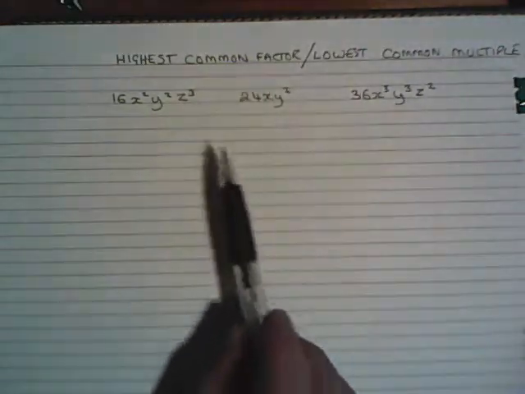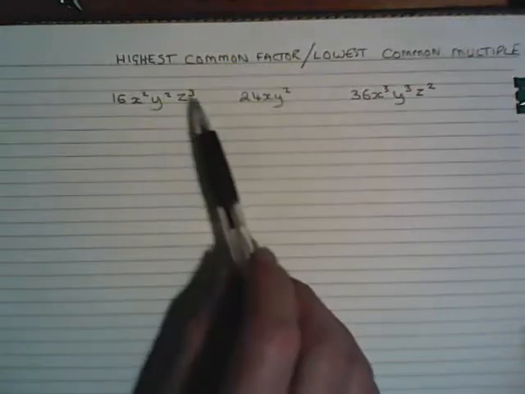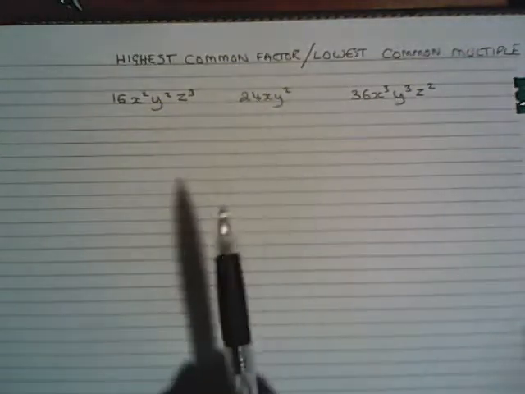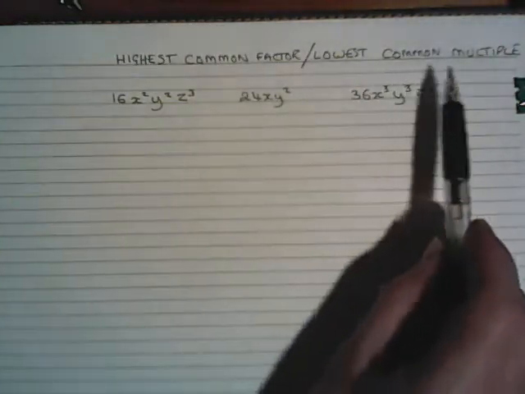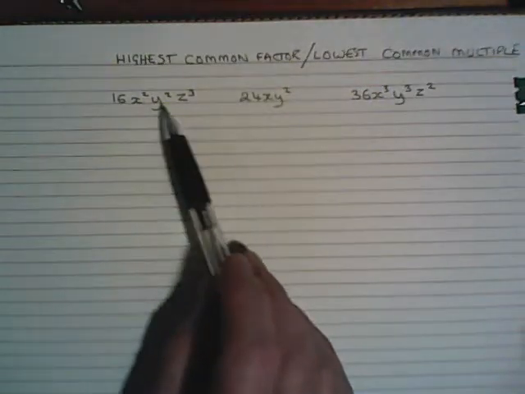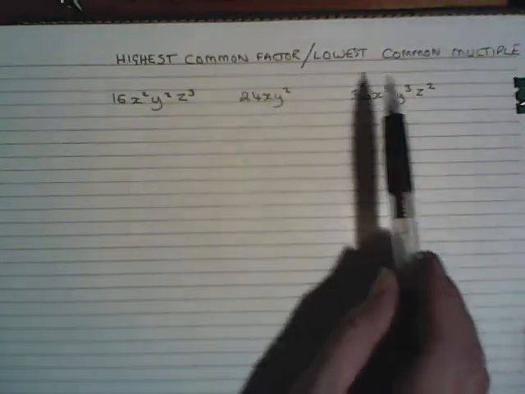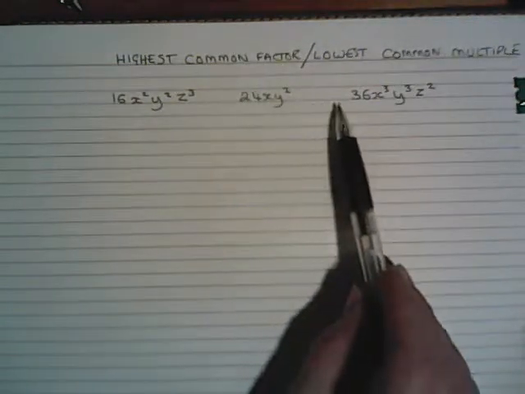And the lowest common multiple is going to be the lowest number that these three expressions can be multiplied to equal. All of them will go into exactly a lowest common multiple. Bear in mind the highest common factor is going to be a number that's lower than or equal to all of these, and the lowest common multiple is going to be a number which is greater than or equal to all of these.